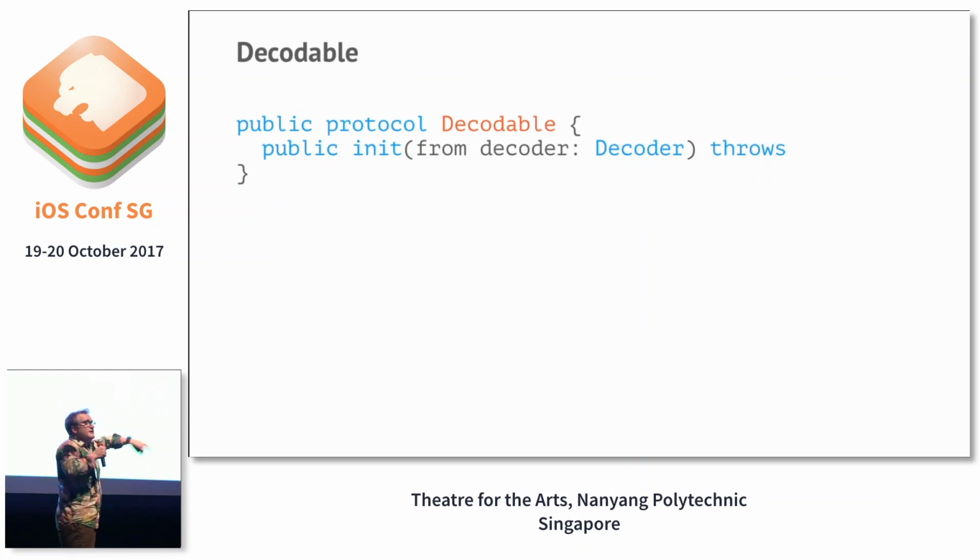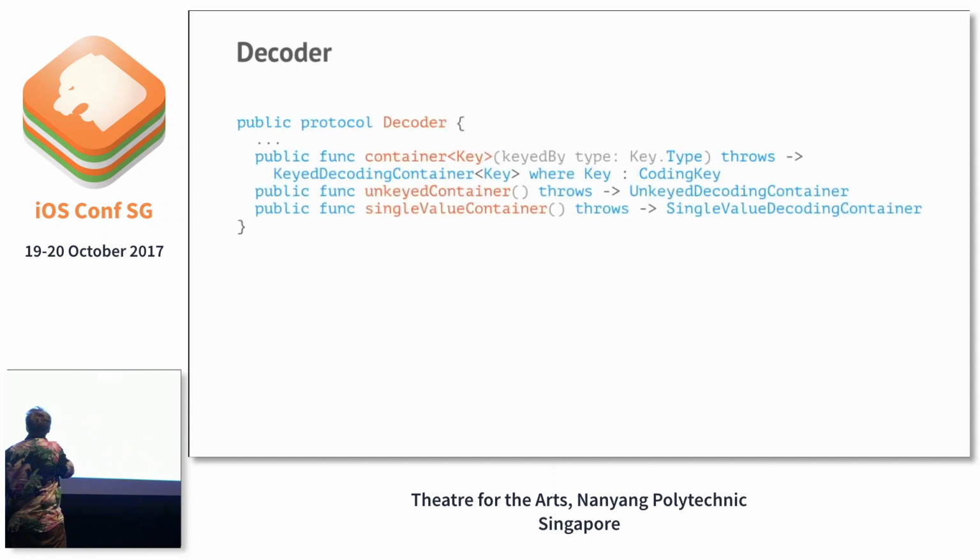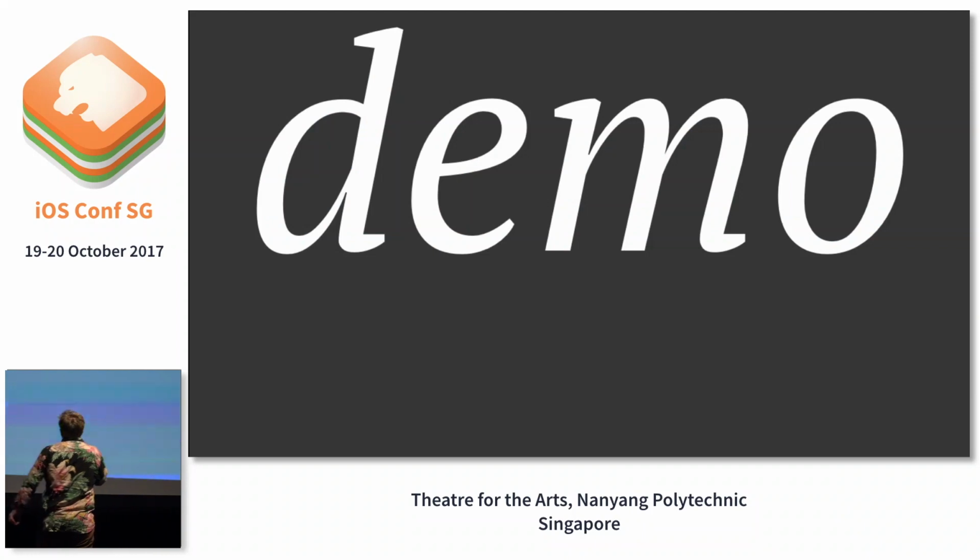The decodable protocol is almost exactly the opposite. This time it has an initializer that takes a decoder and says, go repopulate yourself from this decoder. The decoder itself, you can ask for one of these three containers, and then from each of those containers you can extract the values that you need to populate yourself. So that's all a bit abstract. Let's have a go at that.